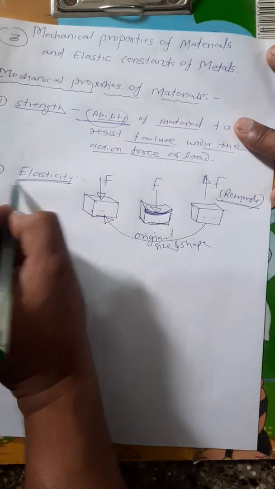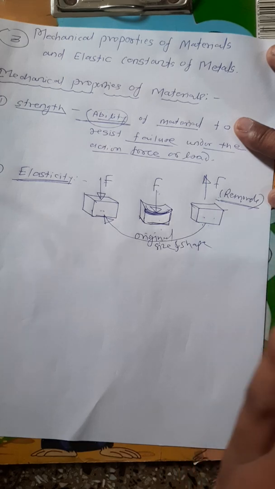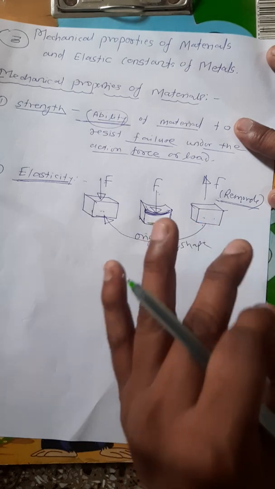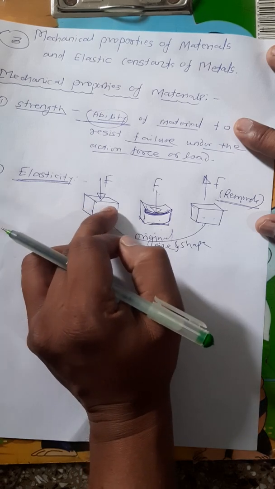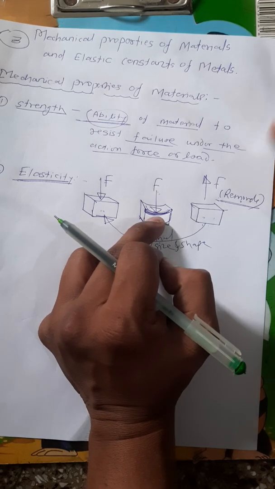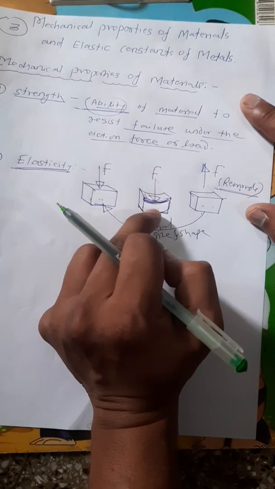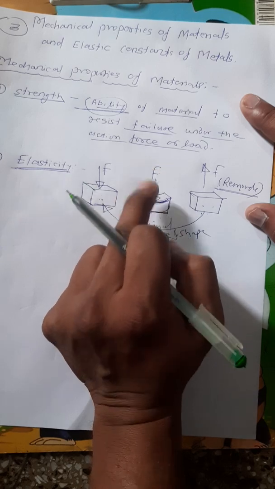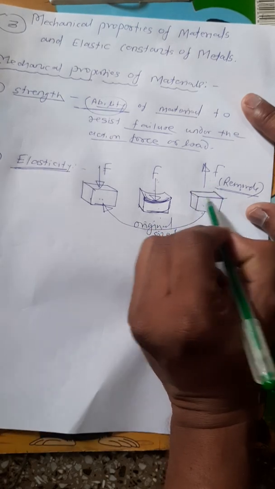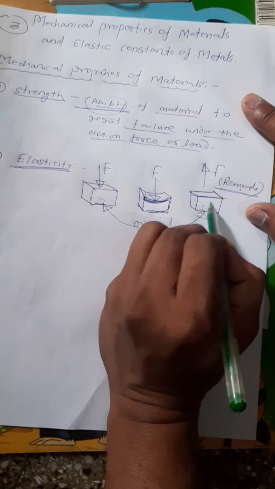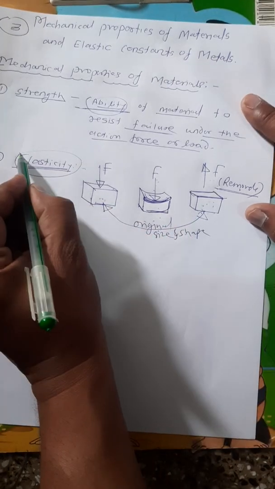So this is called elasticity. What is elasticity? Elasticity is nothing but, after removal of your applied force, the part comes to its original size and shape. It means we have one part, and when you apply force on that part, obviously that part is going to change in shape, going to deform, under strain. Once that part is deformed due to application of force, after removal of that applied force, that part again comes back to its original size and shape. That phenomenon is called elasticity.